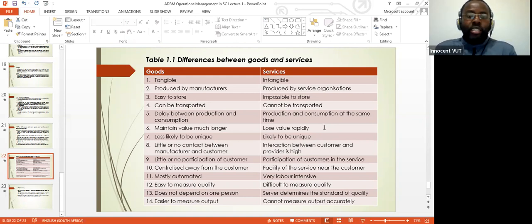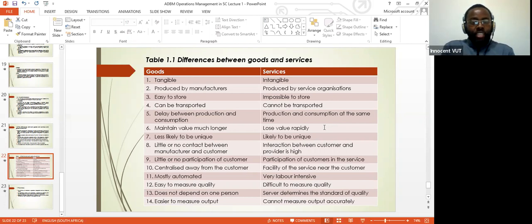Number 13, goods do not depend on one person, and for services, the server determines the standard of quality. The one who is providing the service is the one who determines the standard of quality. But for goods, they do not depend on one person. Service can depend on one person.